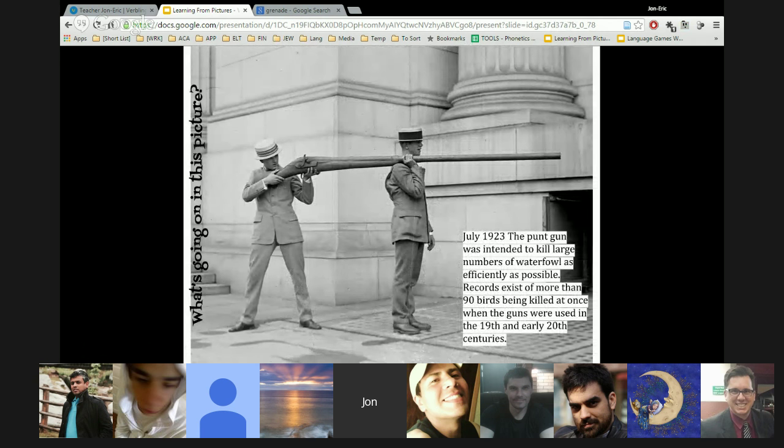July 1923. The punt gun was intended to kill large numbers of waterfowl as efficiently as possible. Records exist of more than 90 birds being killed at once when the guns were used in the 19th and early 20th centuries. So does that change your opinion about what you're seeing? So what it's supposed to do is kill large birds?